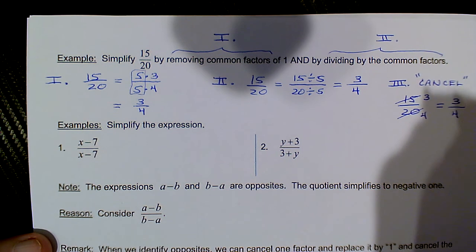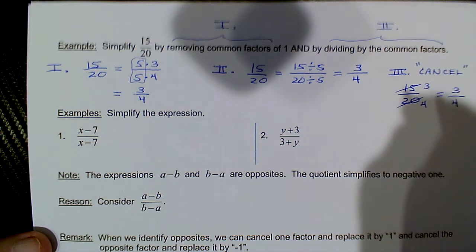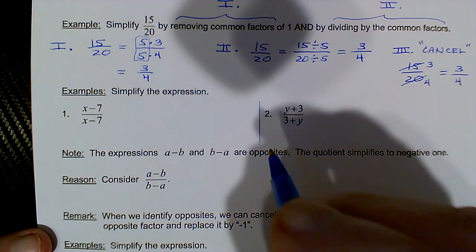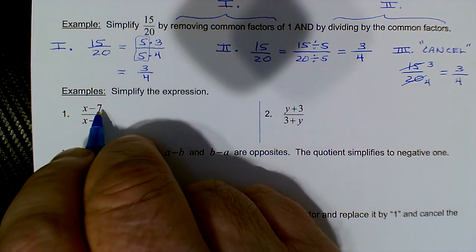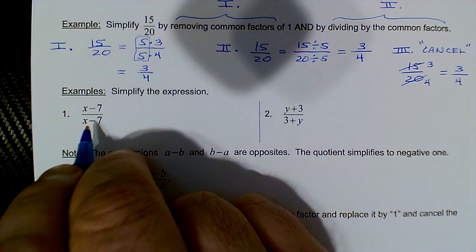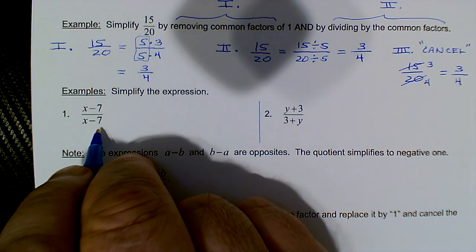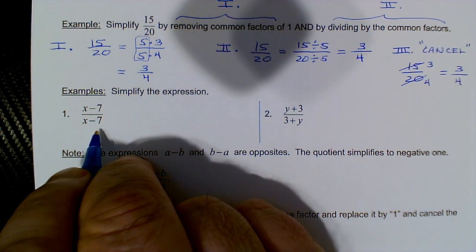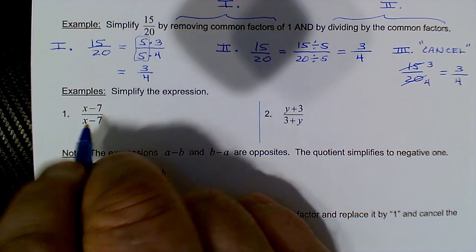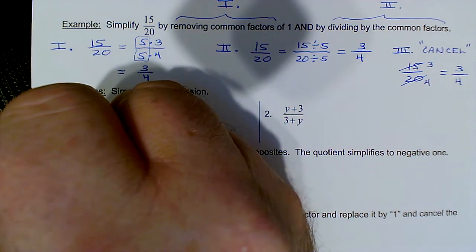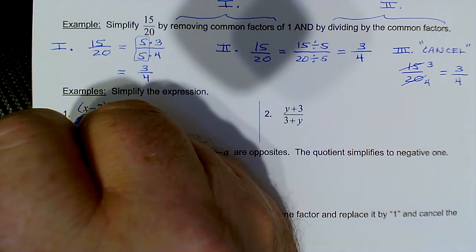Now you have to make sure you understand the concept of the binomial. You cannot cancel a sum or difference. You can only cancel a product. So x minus 7 is a quantity on its own, and so is this x minus 7. Okay, so the whole thing reduces.